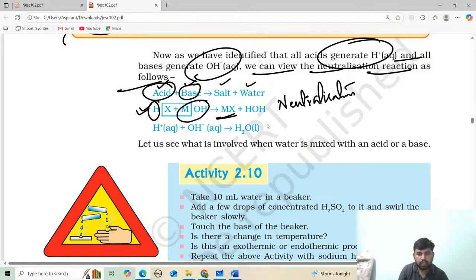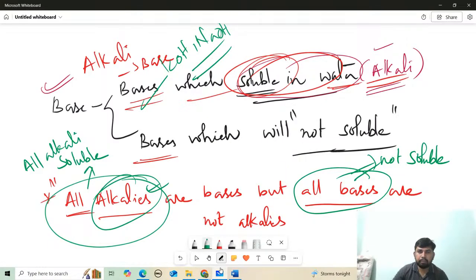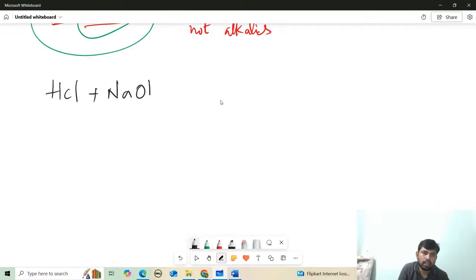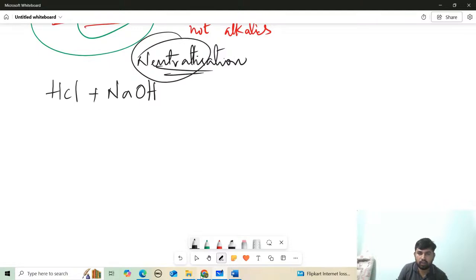Let me explain here better. Suppose I take an acid, this is HCl, and we are taking NaOH. So what happens here actually? Why is it called a neutralization reaction? My question is, try to understand why it is called neutralization. Why is it called neutral?